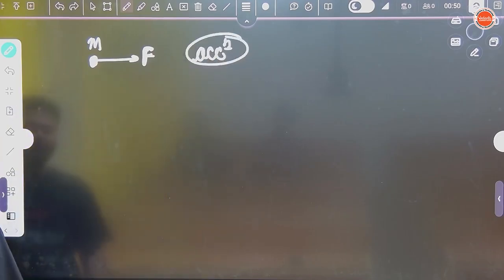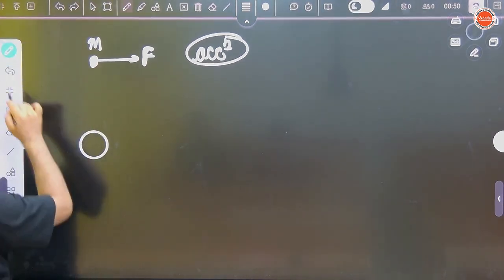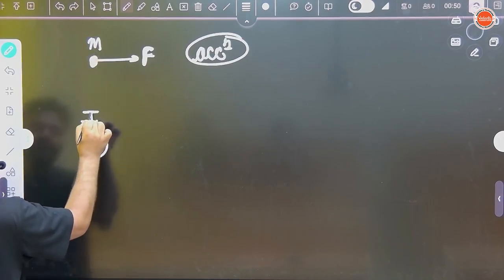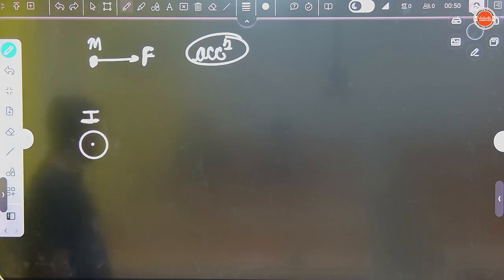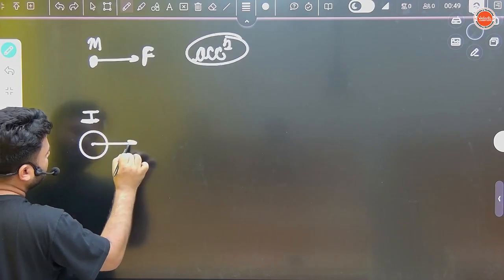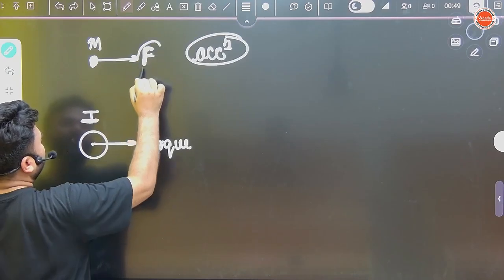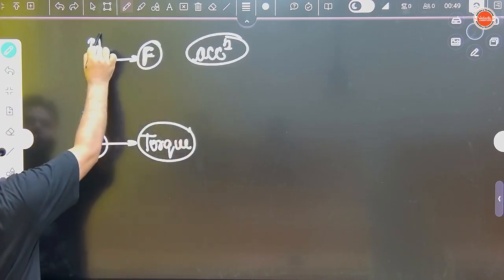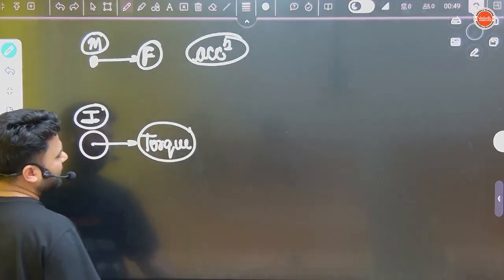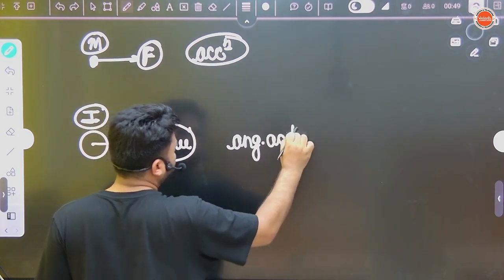Similarly, in rotation, what happens? Suppose there is any object, it will have, like mass, it will have moment of inertia, I. When we apply torque, force is replaced by torque. Mass is replaced by moment of inertia. So, like it is having acceleration, here you will get angular acceleration, alpha.